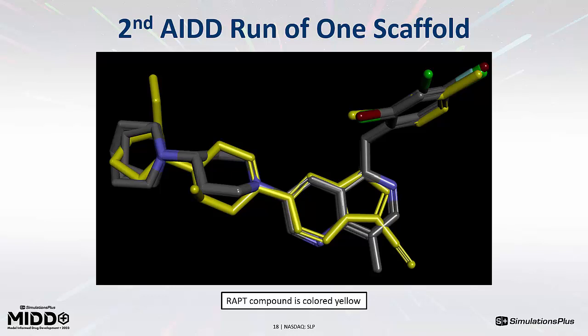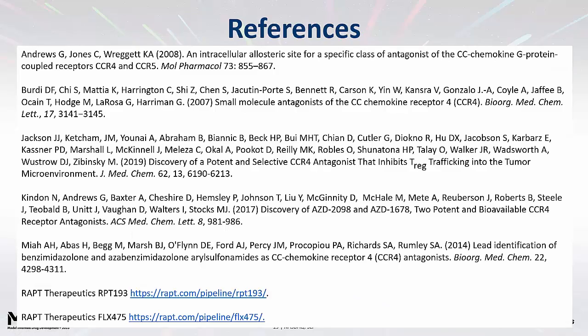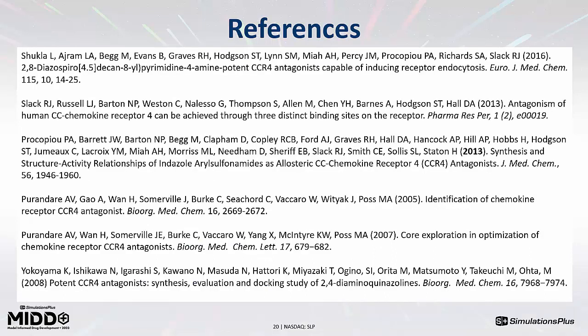This next slide shows the 3D overlay of the compounds onto the RAF compound. The AIDD compounds overlap most of the RAF compound. The only missing part is the hydroxyl group. The next two slides show references used in this presentation.